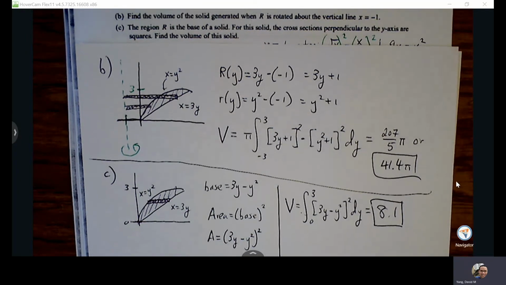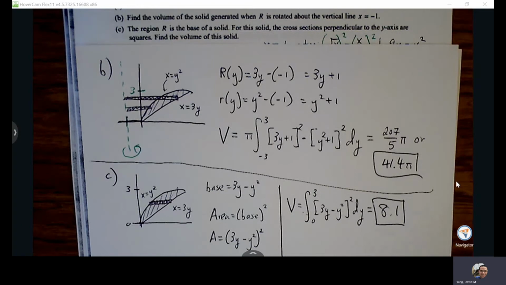Okay, we didn't get to number four, but I will be sure to put that on the answer key. So if you want to work through it on your own, you can check your answer there. Okay. All right. Thanks, guys.